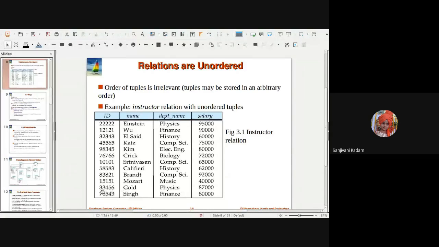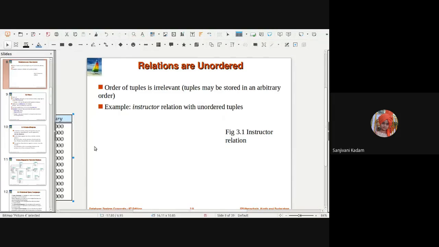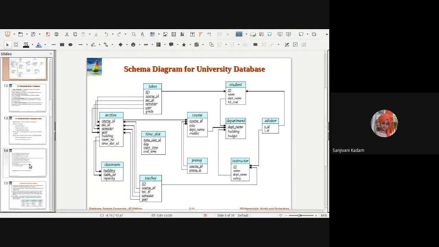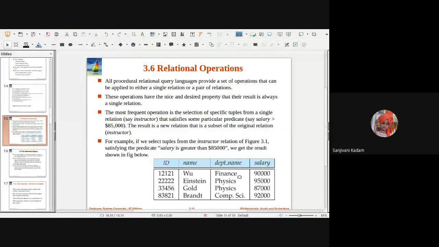In total, 4 tuples satisfying this condition are found. Let us see whether the output has the same 4 tuples. Yes, I have the same 4 tuples: 90,000, 95,000, 87,000 and 92,000. These are the only 4 tuples which satisfy this condition.